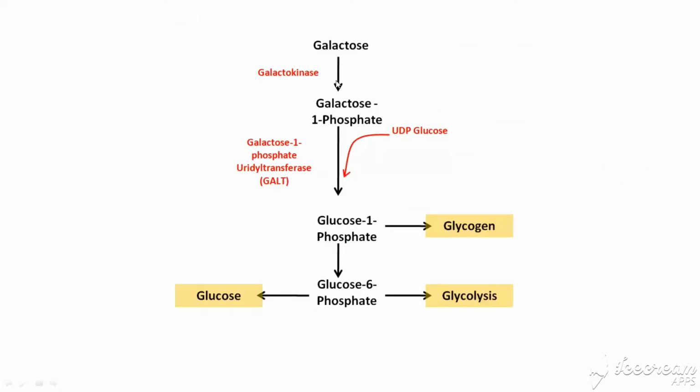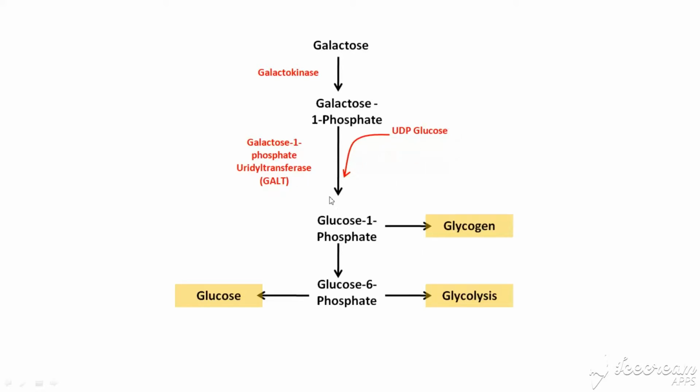Okay, so what are the specific steps in the metabolism of galactose? Well, once galactose enters the hepatocytes, it's going to be converted into galactose 1-phosphate by the enzyme galactokinase. The galactose 1-phosphate is then going to be converted into glucose 1-phosphate by something called the GALT enzyme, which stands for galactose 1-phosphate uridyl transferase. So it's going to consume one molecule of UDP glucose.